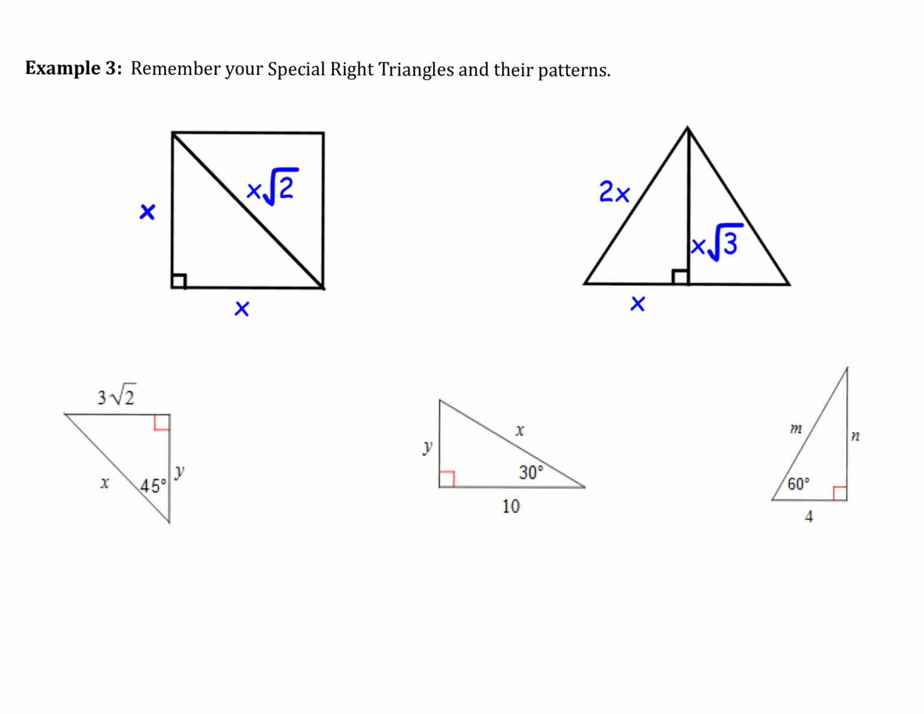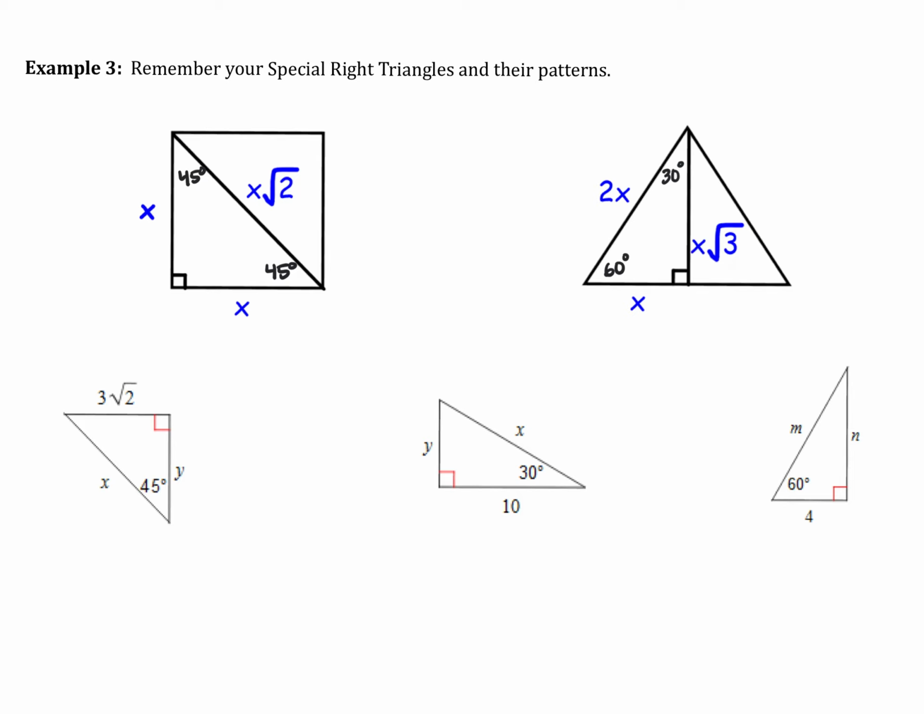Let's just take a couple of minutes to remember our special right triangles and their patterns. We had 2 special right triangles from geometry. One was a 45-45-90 triangle, and the other was a 30-60-90 triangle. And what I have here is just a visual representation of how those triangles were created and the relationship between the legs and hypotenuse in those triangles.